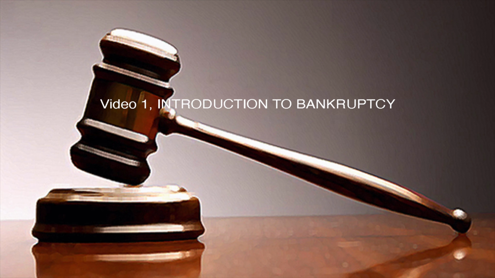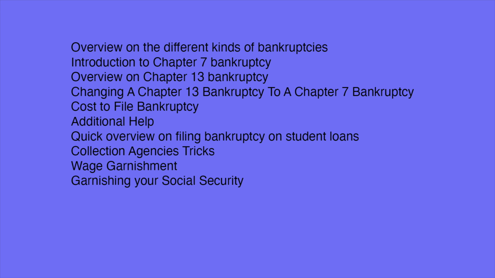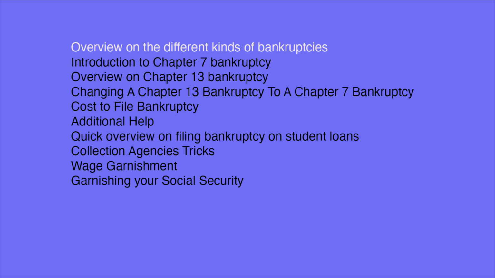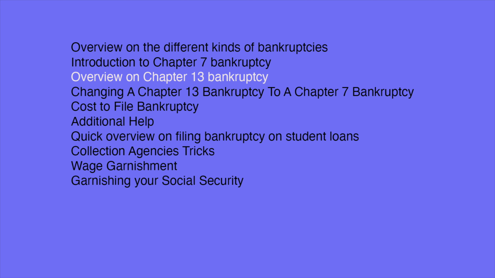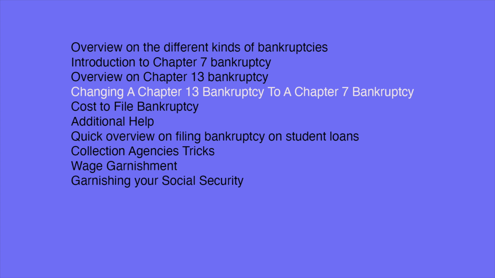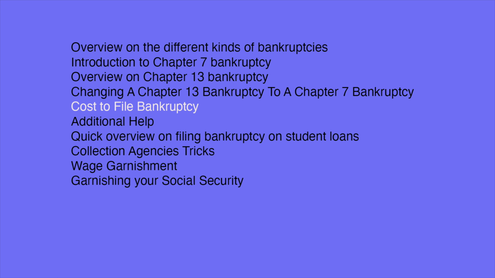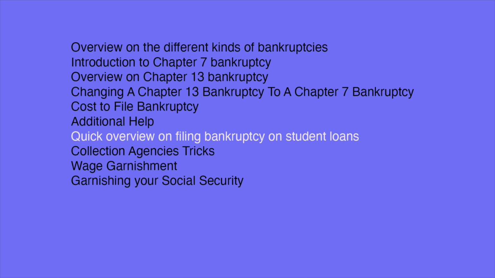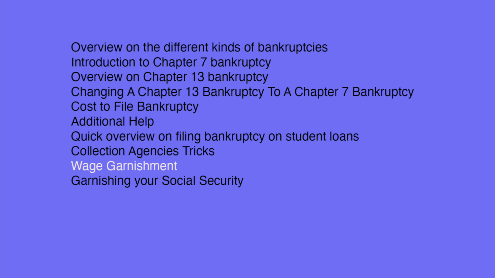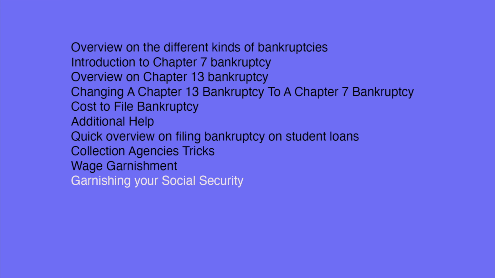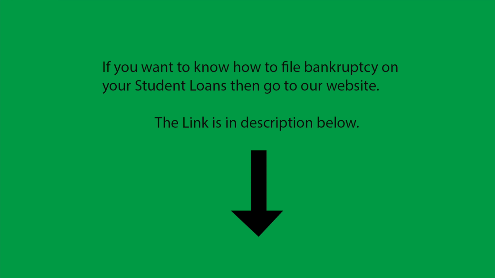Introduction to Bankruptcy. This section covers the following: Overview on the different kinds of bankruptcies. Introduction to Chapter 7 Bankruptcy. Overview on Chapter 13 Bankruptcy. Changing a Chapter 13 bankruptcy to a Chapter 7 bankruptcy. Cost to file bankruptcy. Additional help. Quick overview on filing bankruptcy on student loans. Collection agency tricks. Wage garnishment. Garnishing your Social Security.